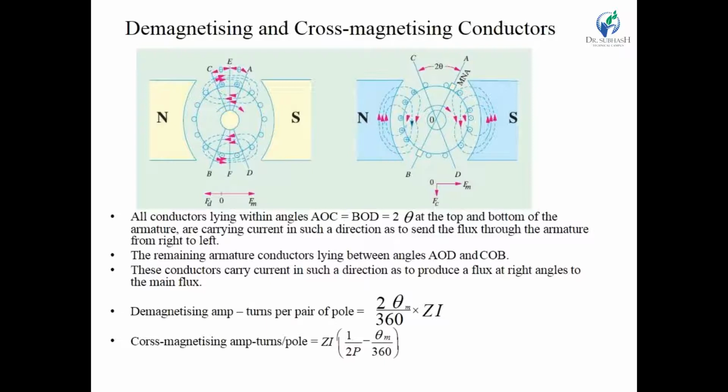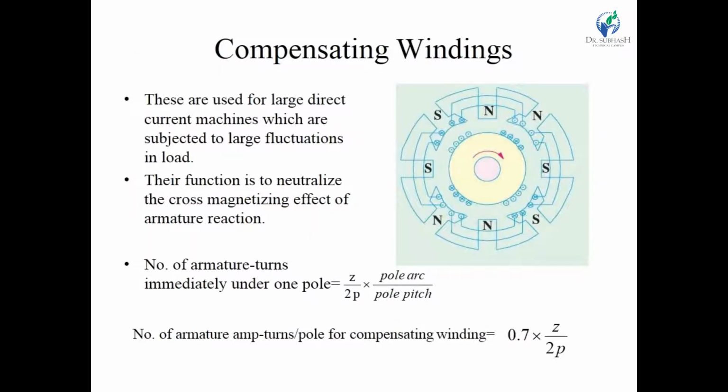The cross-magnetizing effect of the armature reaction can be reduced by making the field winding ampere turns higher than the armature winding ampere turns. Due to this, the field MMF will be more than the armature MMF. This can be practically achieved by the following main points. First, introduce saturation in the teeth or pole shoe. Taper the pole shoe to increase the air gap at the pole tips. Use a compensating winding to compensate the armature reaction MMF.